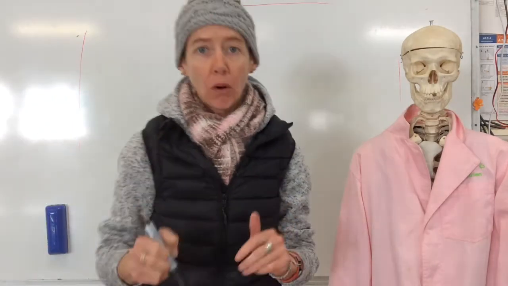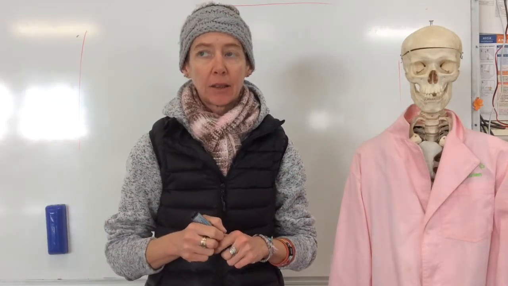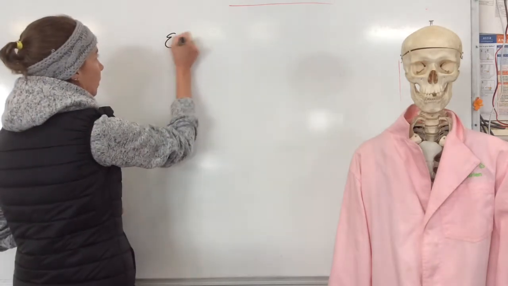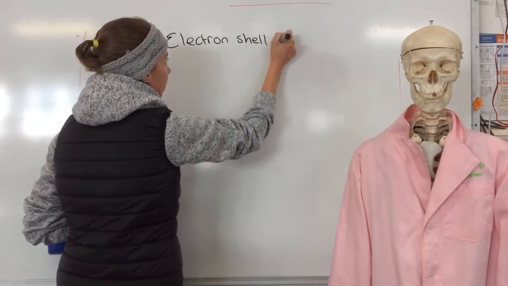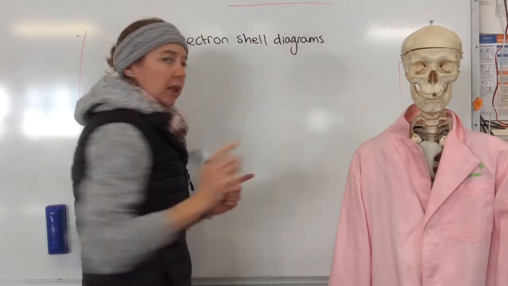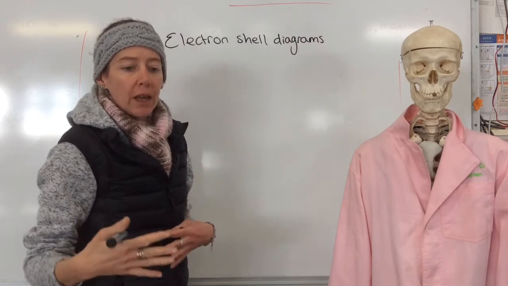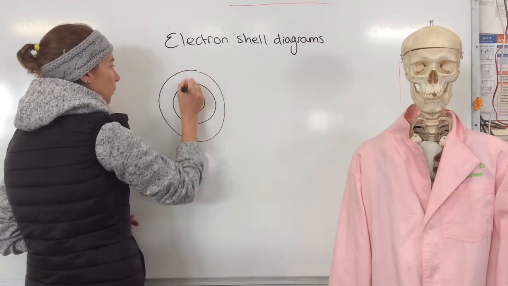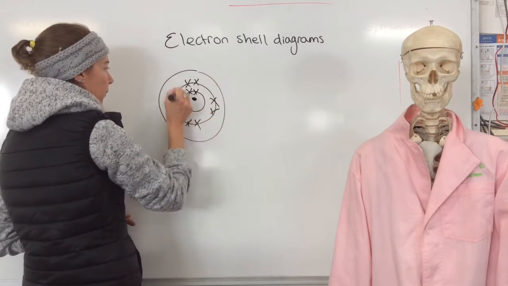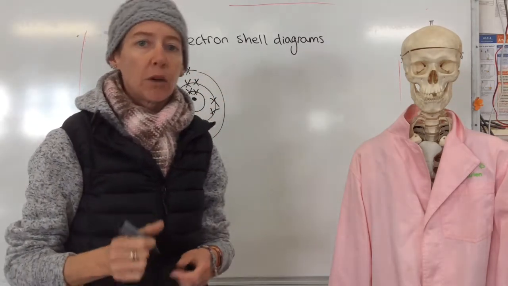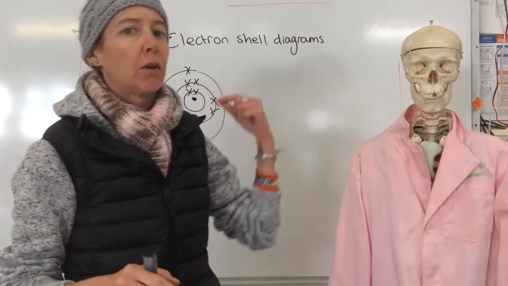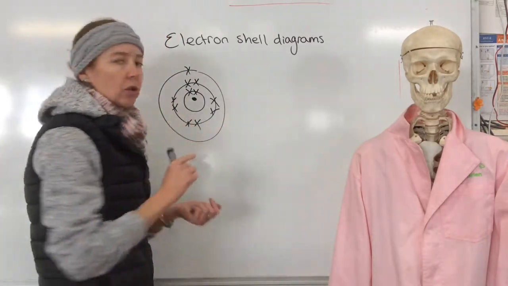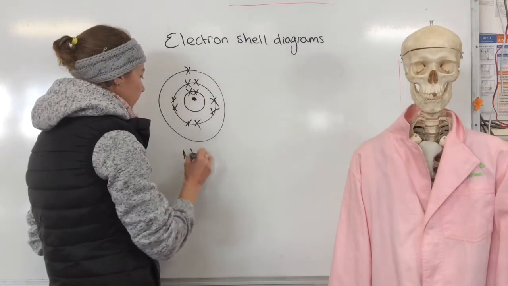So what you've been drawing previously is electron shell diagrams. So for example, if I picked sodium, sodium has an atomic number of 11, so it has 11 protons, therefore 11 electrons. That is an electron shell diagram of sodium.